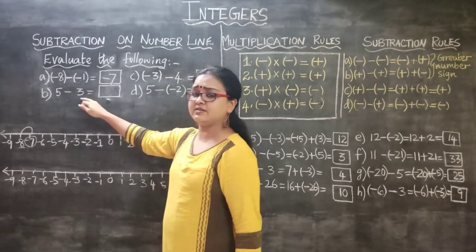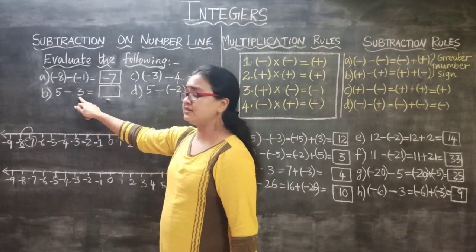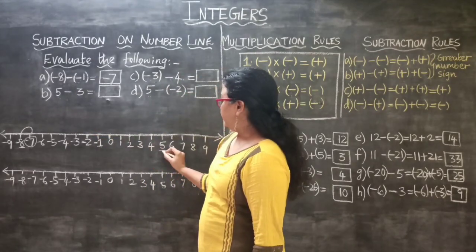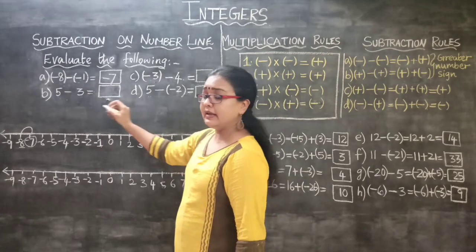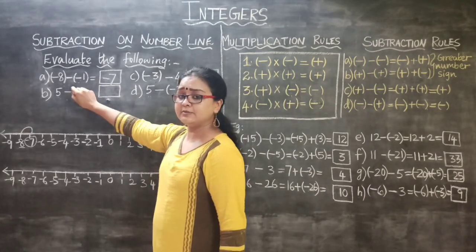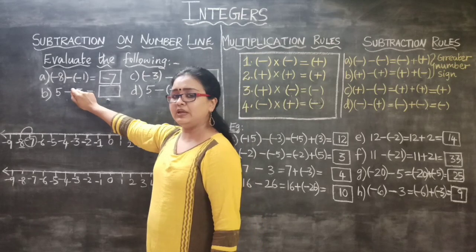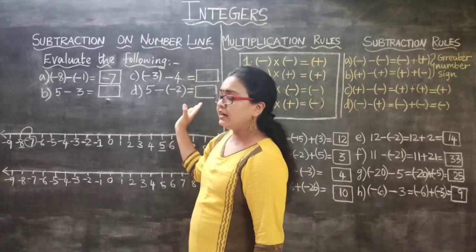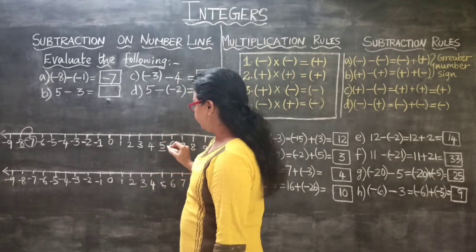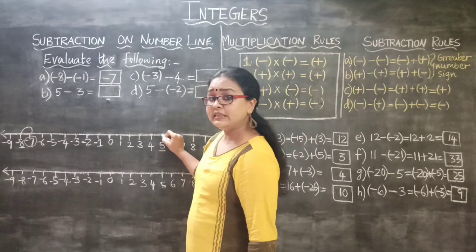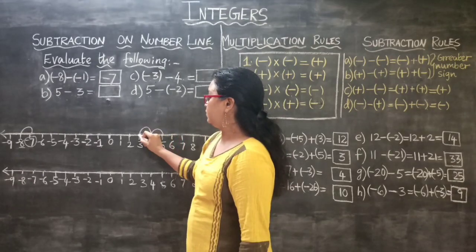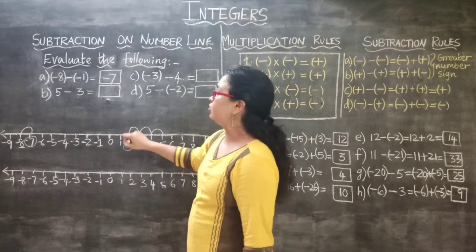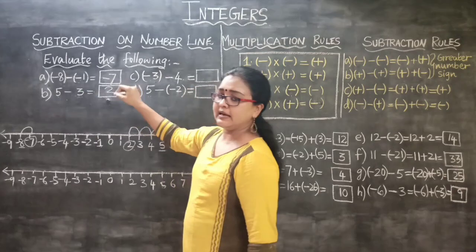5 minus 3. So both are positive integers. When both are positive integers, I have to mark this 5 on the number line, and then I have to see what the other number is. It is a positive integer. In addition, a positive integer means moving towards the right hand side. So here we have to move towards the left hand side. From 5 I have to move 3 steps: 1, 2, 3. Here I am reaching 2. So positive 2 is my answer.